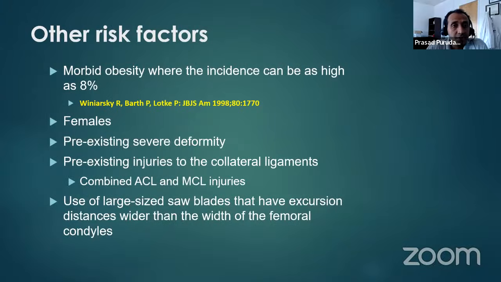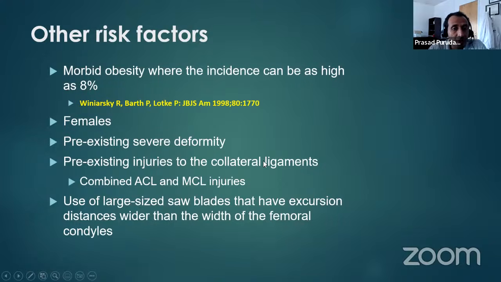There are other risk factors which have been described by many authors. One of the common ones is obese patients. Morbid obesity was found to have a higher incidence, as high as 8% reported by these authors. And female patients are at a higher risk, probably mostly because they have a higher incidence of osteoporosis. Pre-existing severe deformities also increase the difficulty of the exposure, and we have to release more. That can increase the risk of injuries.